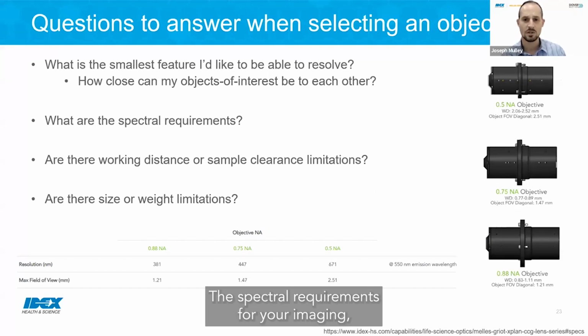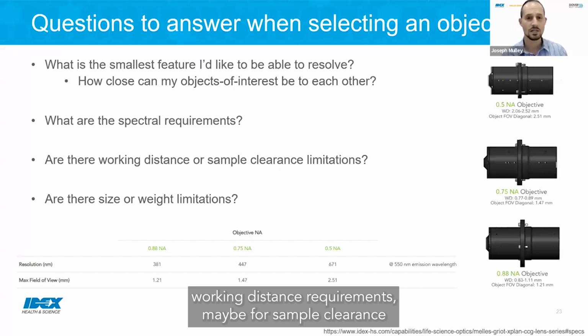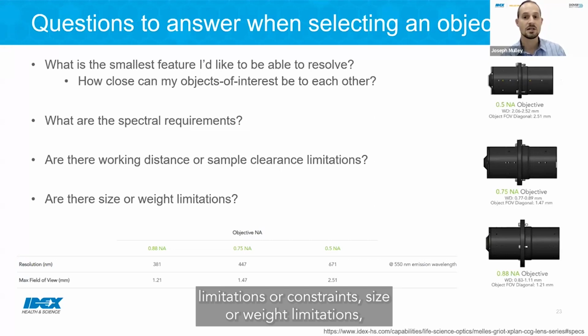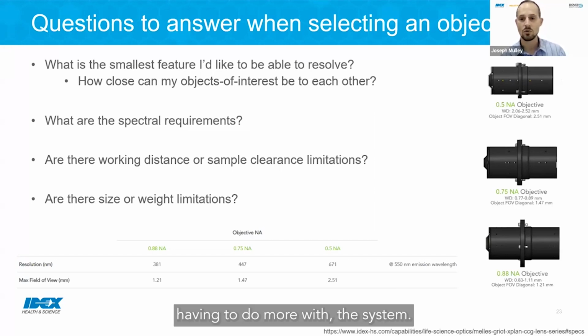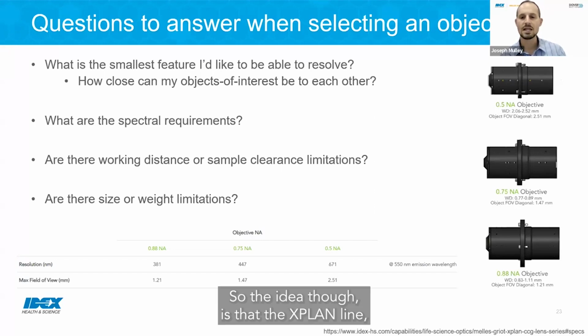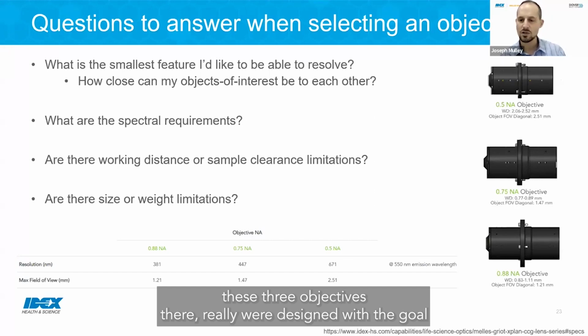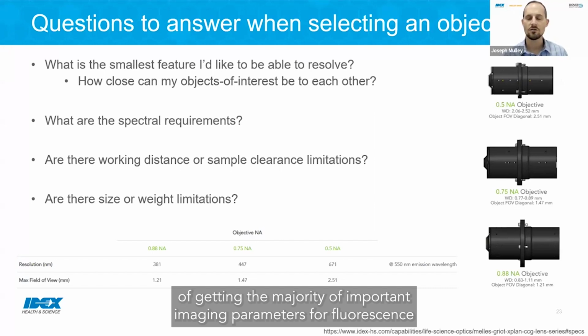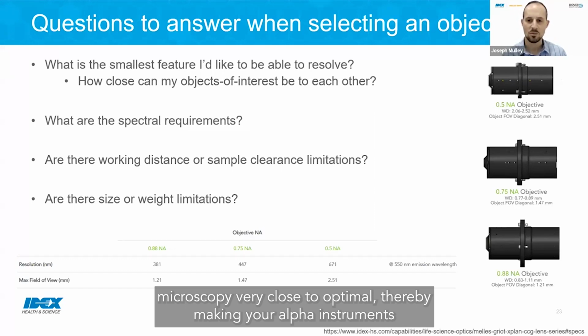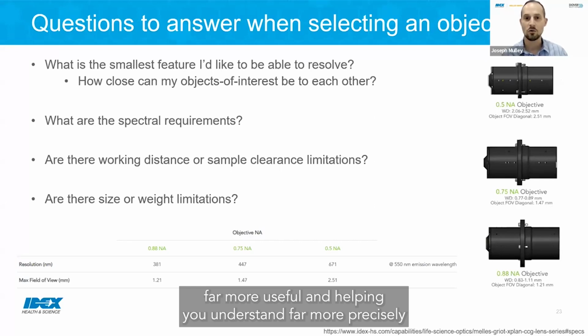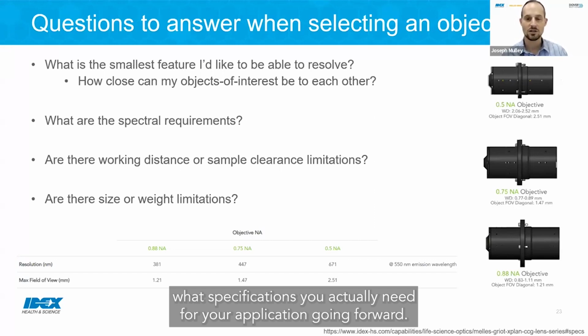The spectral requirements for your imaging, working distance requirements, maybe for sample clearance limitations or constraints, size or weight limitations having to do more with the system. So the idea, though, is that the XPLAN line, these three objectives, they really were designed with the goal of getting the majority of important imaging parameters for fluorescence microscopy very close to optimal, thereby making your alpha instruments far more useful and helping you understand far more precisely what specifications you actually need for your application going forward.